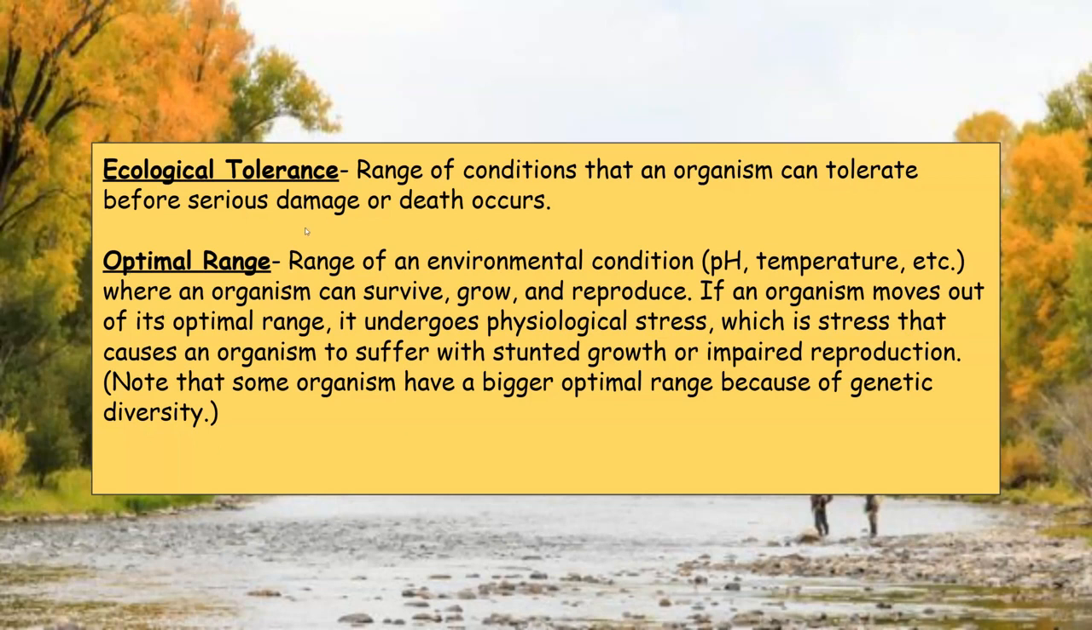Then we have the optimal range. An optimal range is the range of an environmental condition, such as soil pH, temperature, etc., where an organism can survive, grow, and reproduce. If an organism moves out of its optimal range, it undergoes physiological stress, which is stress that causes an organism to suffer with stunted growth or impaired reproduction.